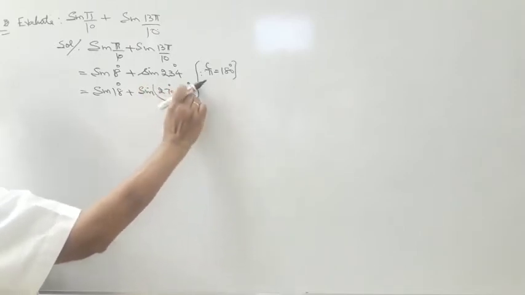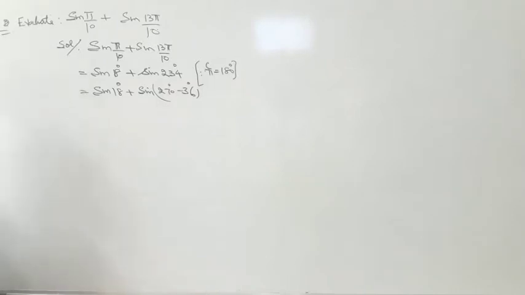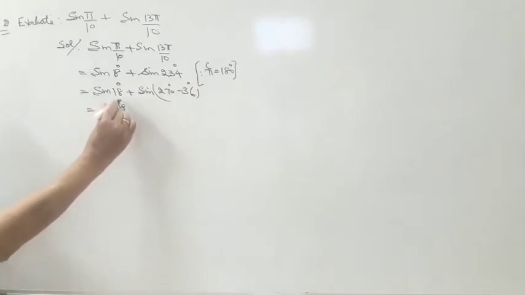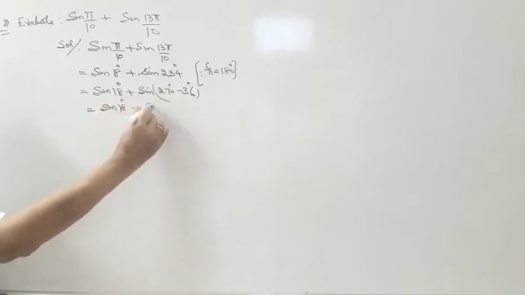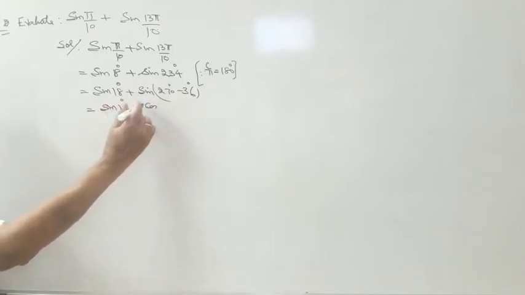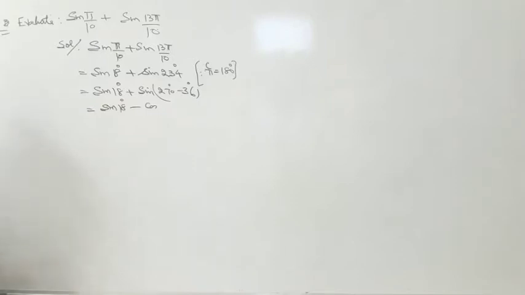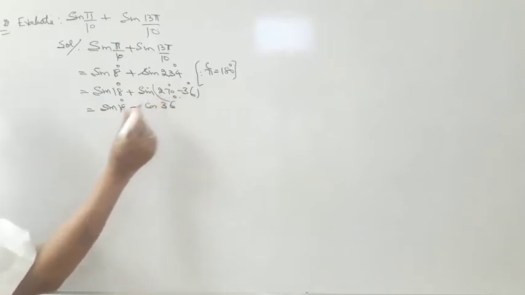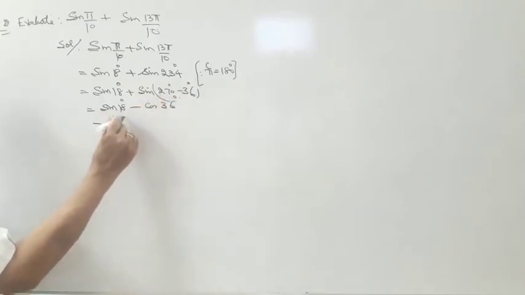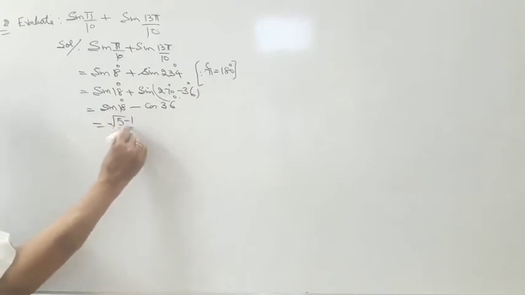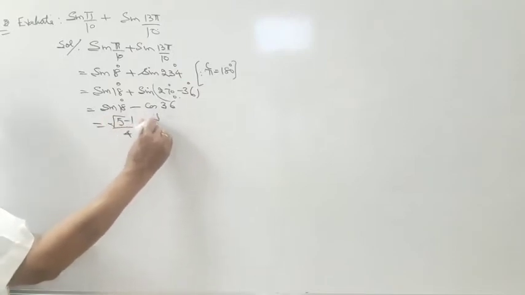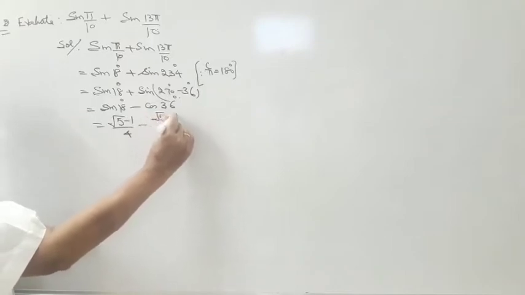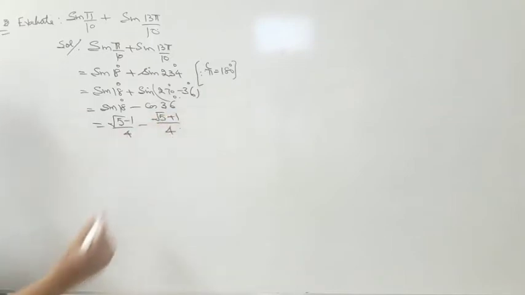Because I can apply here cos 36. So it becomes sine 18 degrees plus cos of (270 minus theta). Third quadrant, in the third quadrant it is negative cos 36 degrees. So now you put up the values: under root 5 minus 1 by 4 minus under root 5 plus 1 by 4.